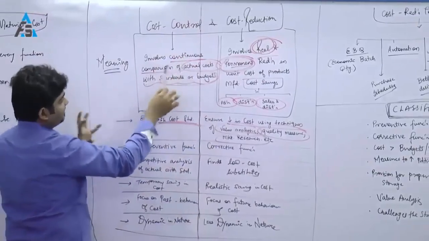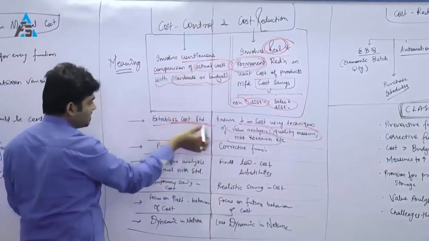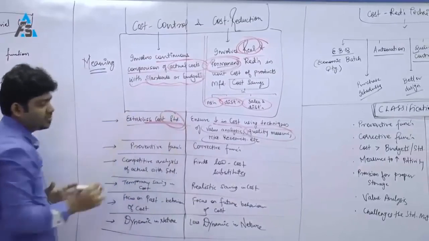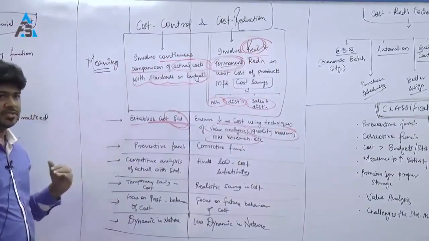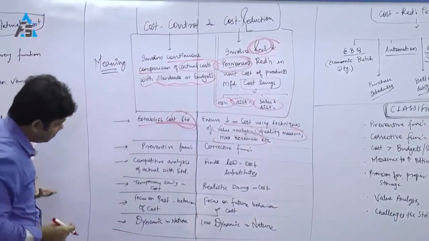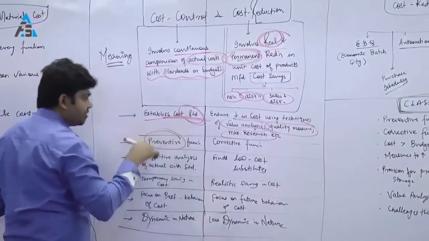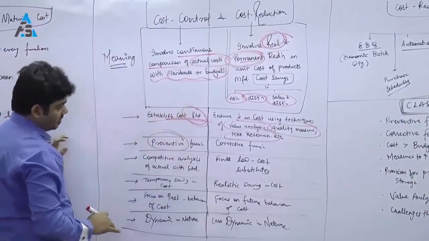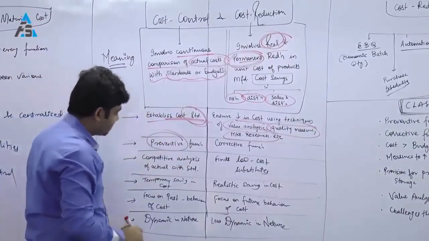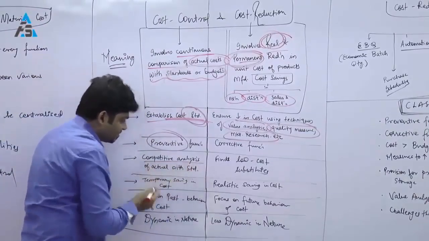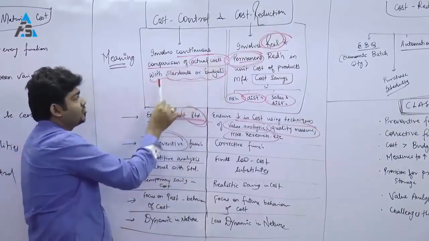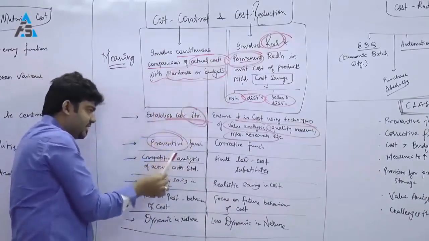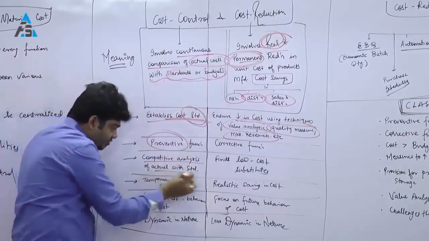Continuous comparison of actual with standards, established cost standards. As I said, here your more focus is on budgetary aspects. Put up a budgetary system, a standard cost system, see whether it can be controlled or not, put preventive measures to ensure that costs are in control as far as your standard is concerned. There is a comparative analysis of actual with the standards. So time and again it's the same thing which is coming up: actual with standards, established cost standard.